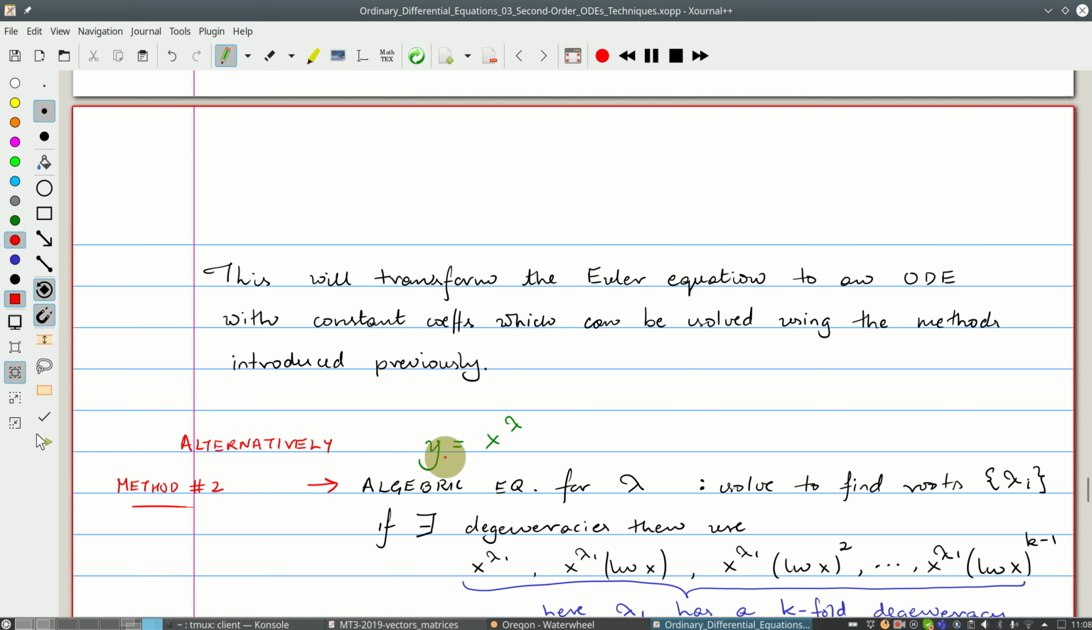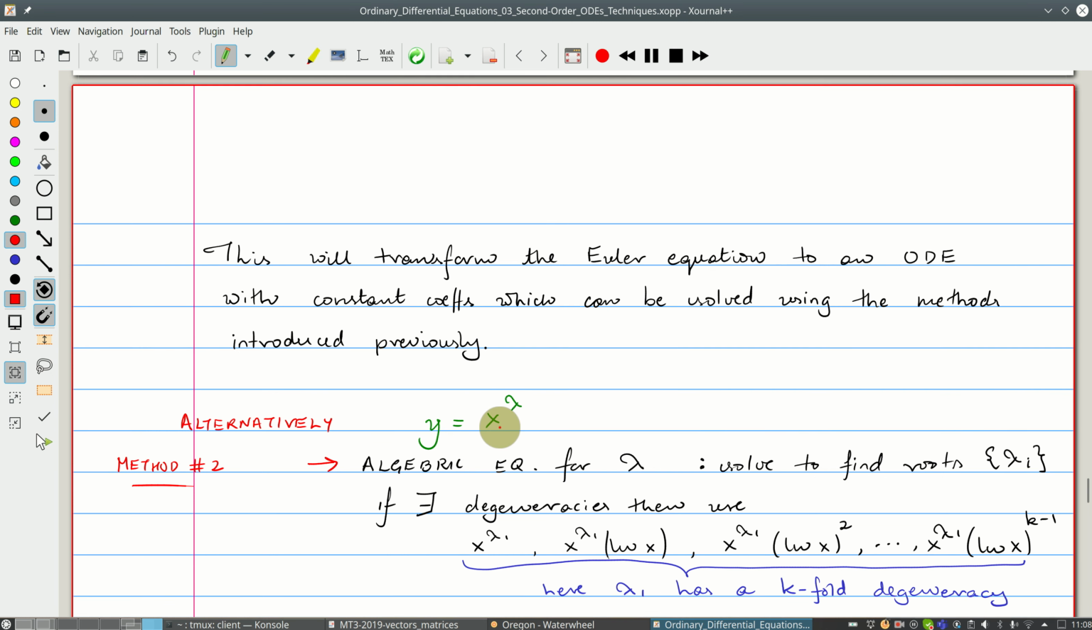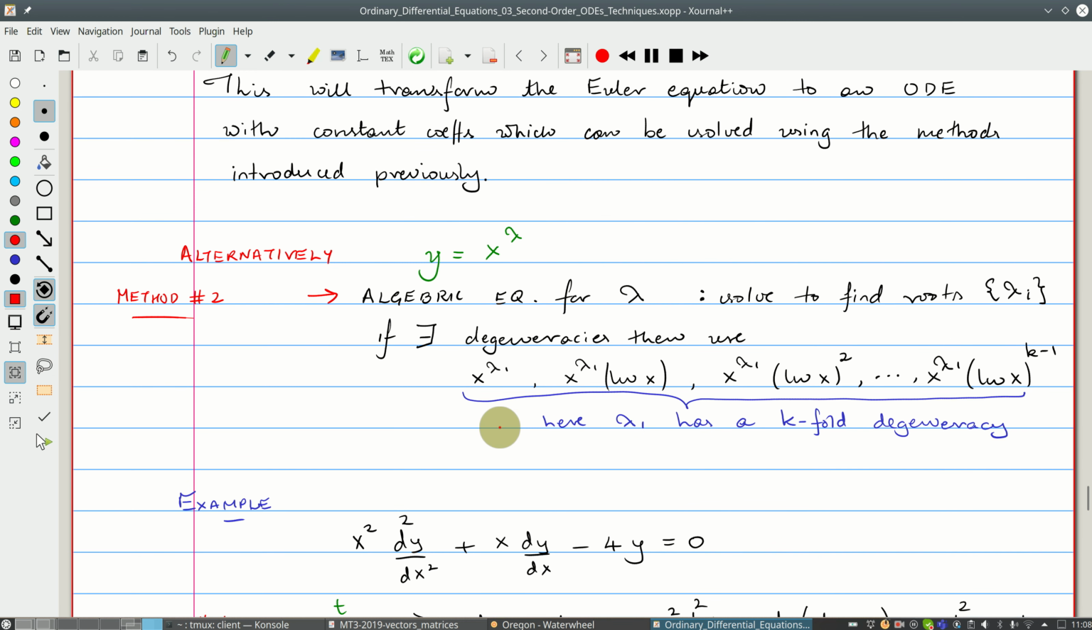Alternatively, we could use the ansatz y is equal to x to the lambda. And this will lead, as we will see, to an algebraic equation for lambda, which we will solve the way we solve the auxiliary equation to find roots. And here, if there are degeneracies, we will use x to the lambda 1 times the logarithm of x, x to the lambda 1 times the logarithm of x squared, etc. In this particular example, lambda 1 has a k-fold degeneracy, so the highest power of the logarithm of x is k minus 1. This might all seem a little abstract. Let's see how it works in practice.